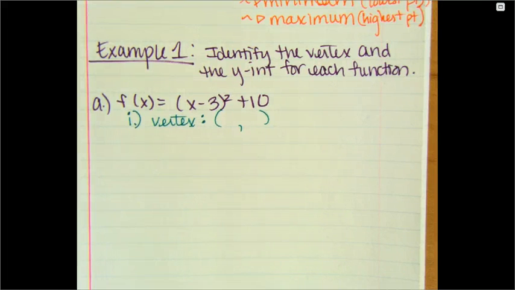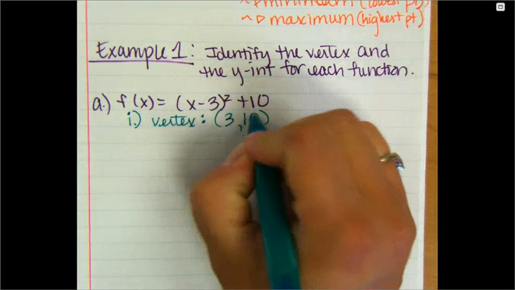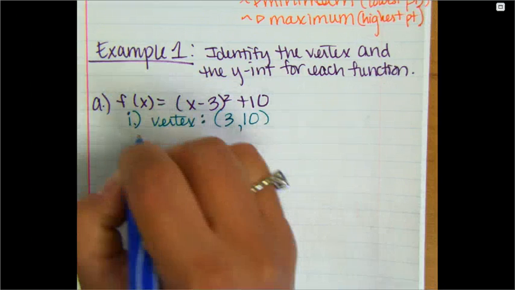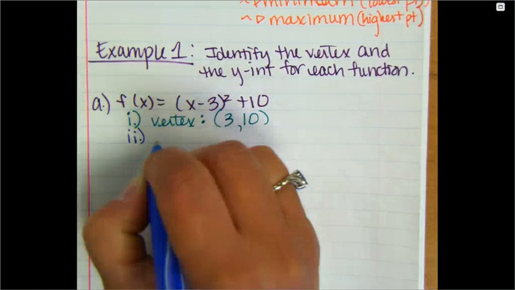All right, what do we say the vertex is? Positive 3 or negative 3? Positive 3 and 10 is correct. Good. Why is it positive 3? Because it's the opposite, and k is always the same.